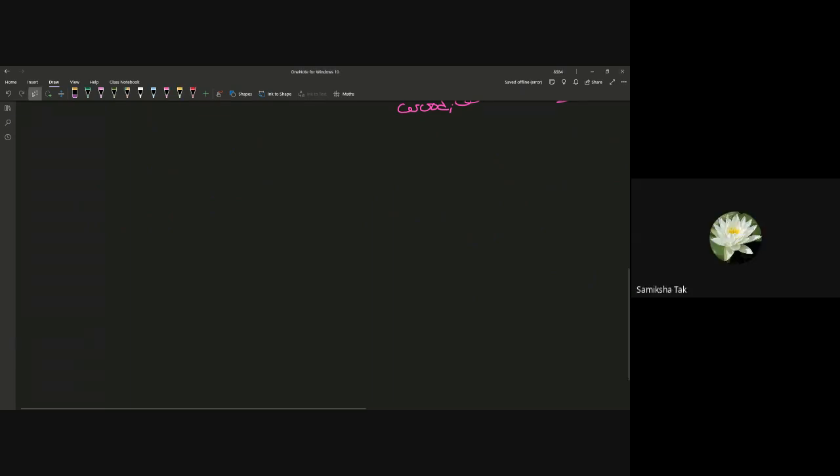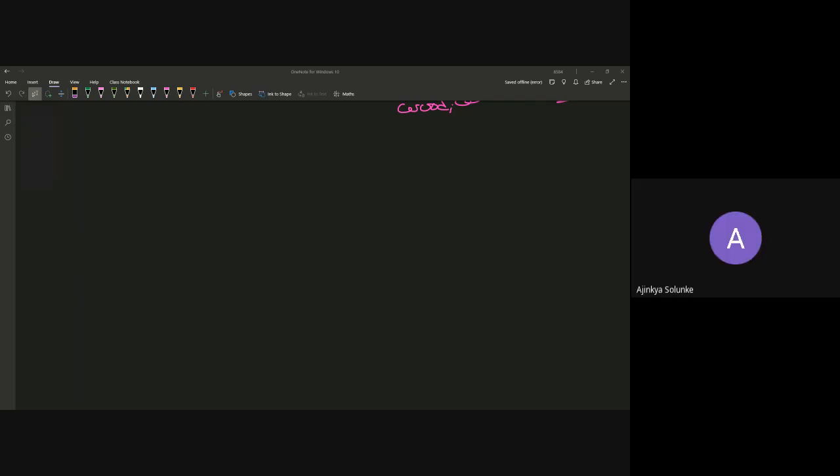Irregular reflection. Good, irregular reflection. And irregular reflection happens because of what kind of surface? Rough surface. Okay, so you have understood what exactly is the point.